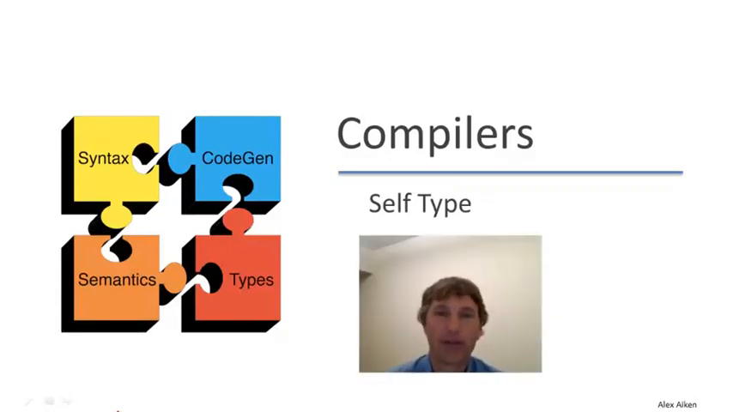In the last video, we talked about the difference between static and dynamic typing and how one trend in static typing is towards increasingly expressive type systems. In this lecture, we're going to talk about self-type, which will give you a taste of what those more expressive type systems can look like.